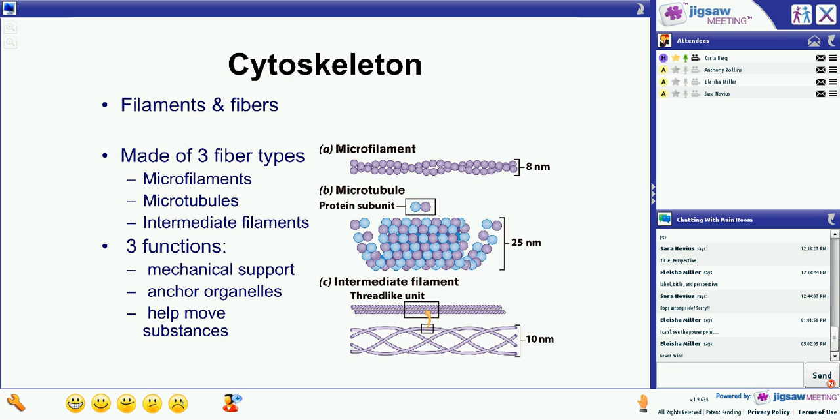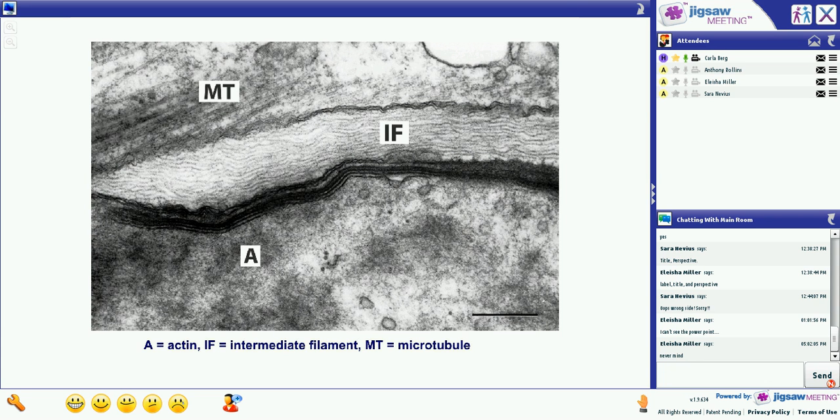The cytoskeleton is made up of filaments and fibers. Those three types are microfilaments, microtubules, and intermediate filaments. And they have three functions, which are mechanical support, to anchor organelles, and to help move substances. And if you look at this drawing, I have the three different types of filaments labeled. We have actin in the bottom, intermediate filament in the middle, and microtubules at the top.